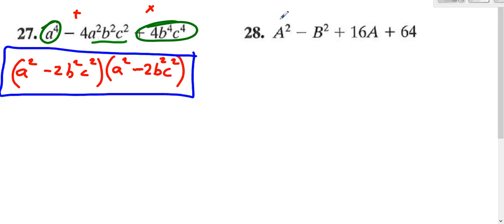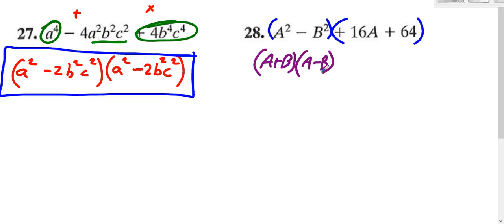We got 4 terms. I guess we could try grouping. So usually for grouping, what you do is you look for a common factor. There's no common factor between a squared and b squared. There's no common factor between, well, there's the number 16, I guess. But it does factor. Not a common factor, but it does factor. So that will be a plus b times a minus b. It does factor. It's not a common factor.